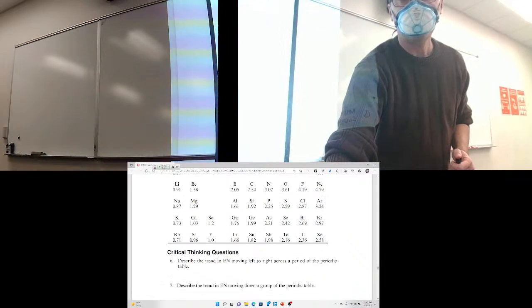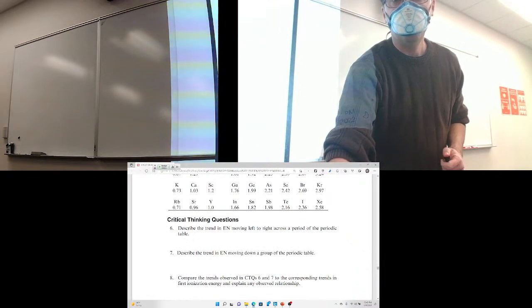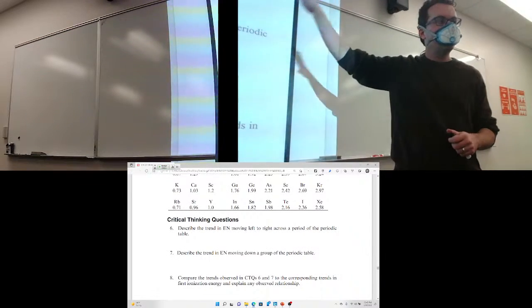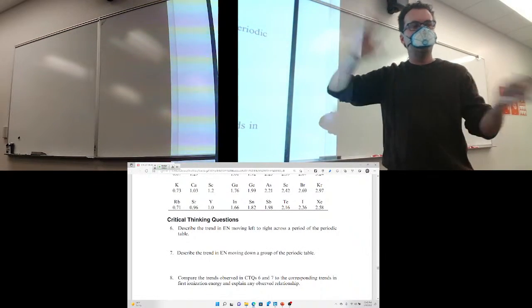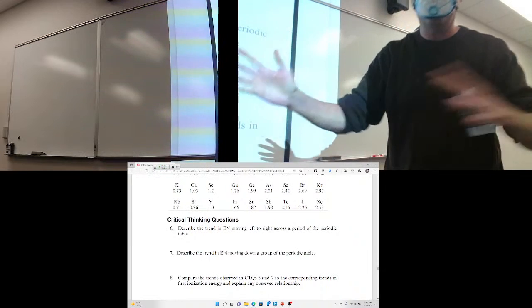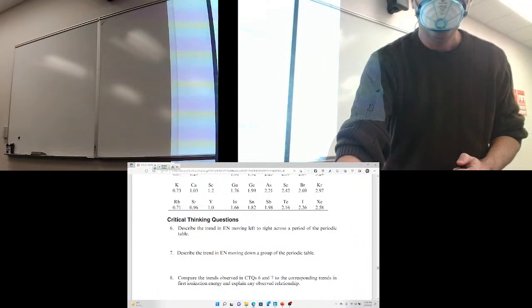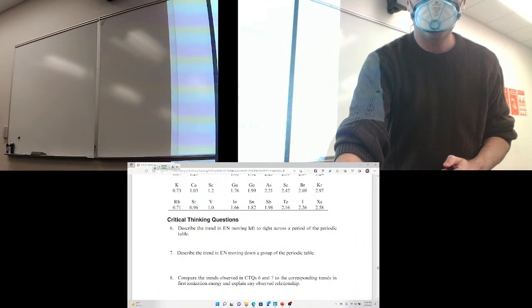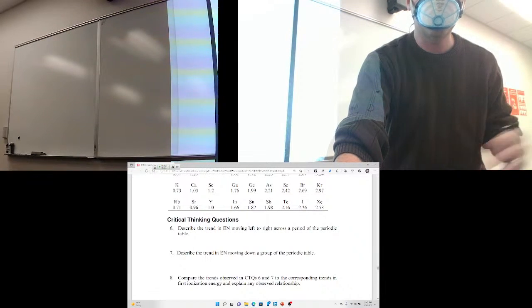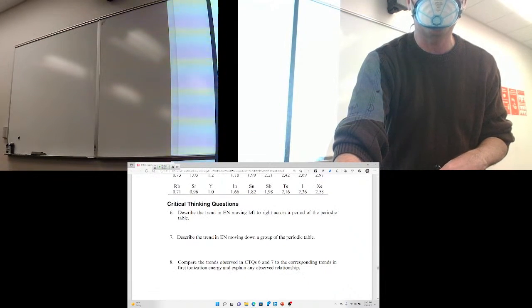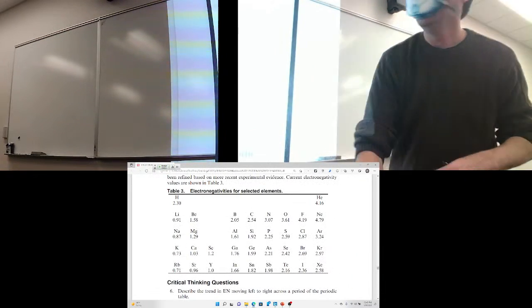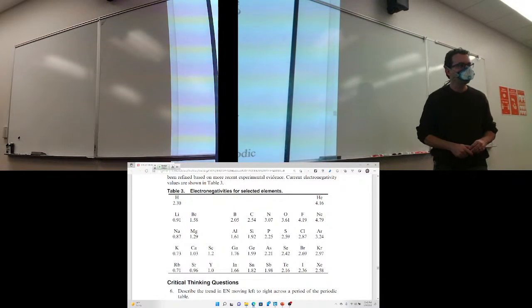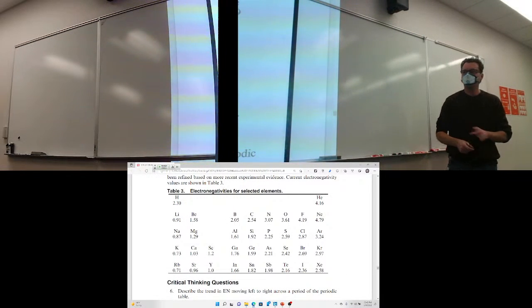So, you will not have to know any of these numbers. You just need to know trends. Which side is higher, which side's lower, okay? So compare the trends to first ionization energy. Explain any observed relationship. I mean, I just gave it away. These have exactly the same trends as first ionization energy, okay?